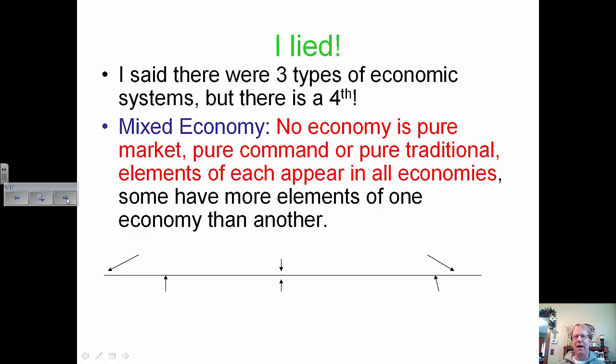Okay, so I lied, guys, and I'm sorry. I'm a well-known liar. No, I'm really not. But I did lie about this. I said there were three types of economic systems, but really there are four, and the fourth one is called a mixed economy. Okay, no economy is pure market.